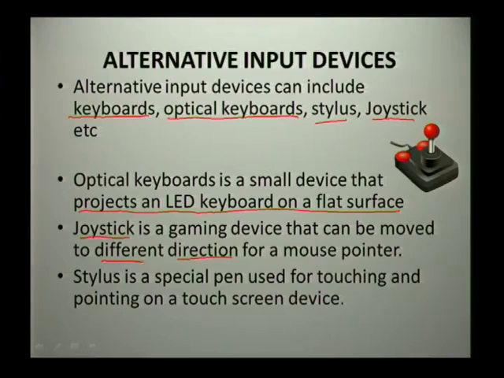All right, so this joystick would be moved in a way in which you use a mouse, but obviously it's not a mouse, so it can act as a mouse pointer. Then the last one is a stylus, which is a special pen that is used for touching as well as pointing on a touch screen device. So your stylus pen would be useful on touch screens, but if your screen is not a touch screen, then you won't be able to use this stylus device.